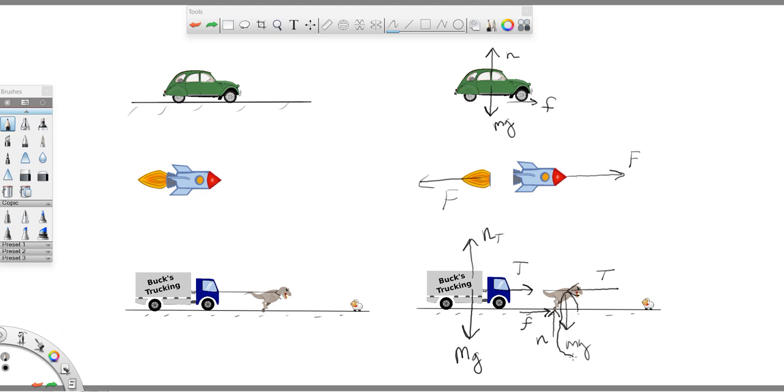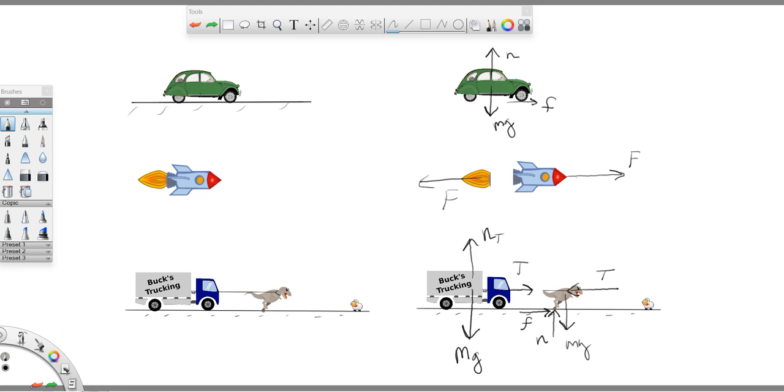This mg vector, that's the weight of the Rex. It's down on the Rex. Its opposite pair would be up on the entire Earth. This normal is up on the truck. Its opposite pair would be that same normal acting down on the Earth. And then this gravitational force vector, that's the force interaction between the truck and the Earth. That's what we call weight. It's down on the truck, and its opposite pair is up on the Earth.